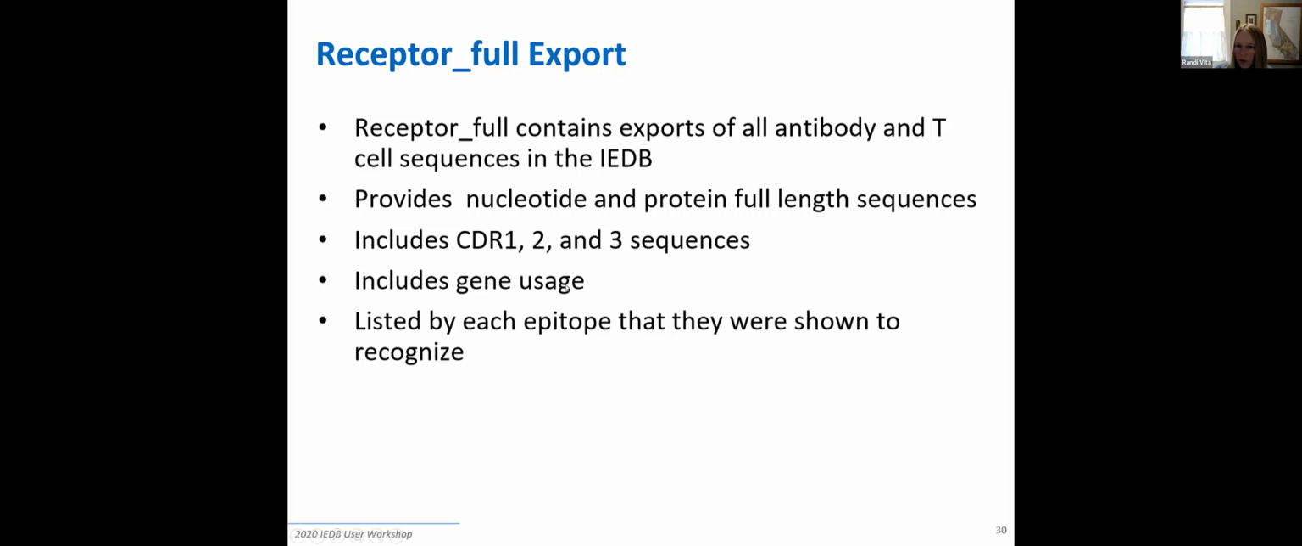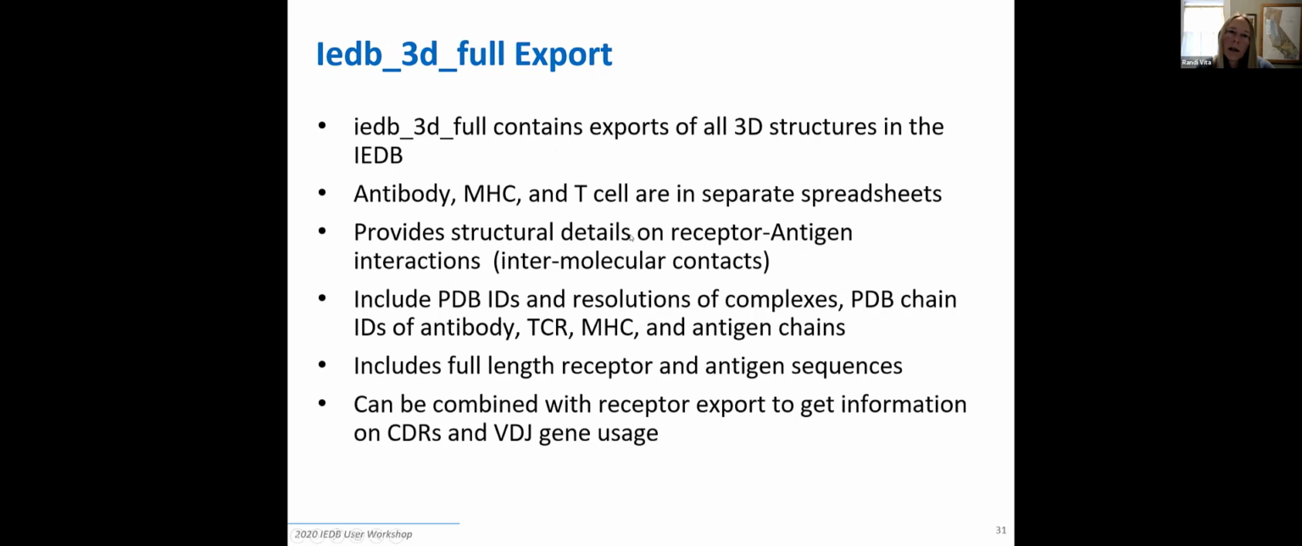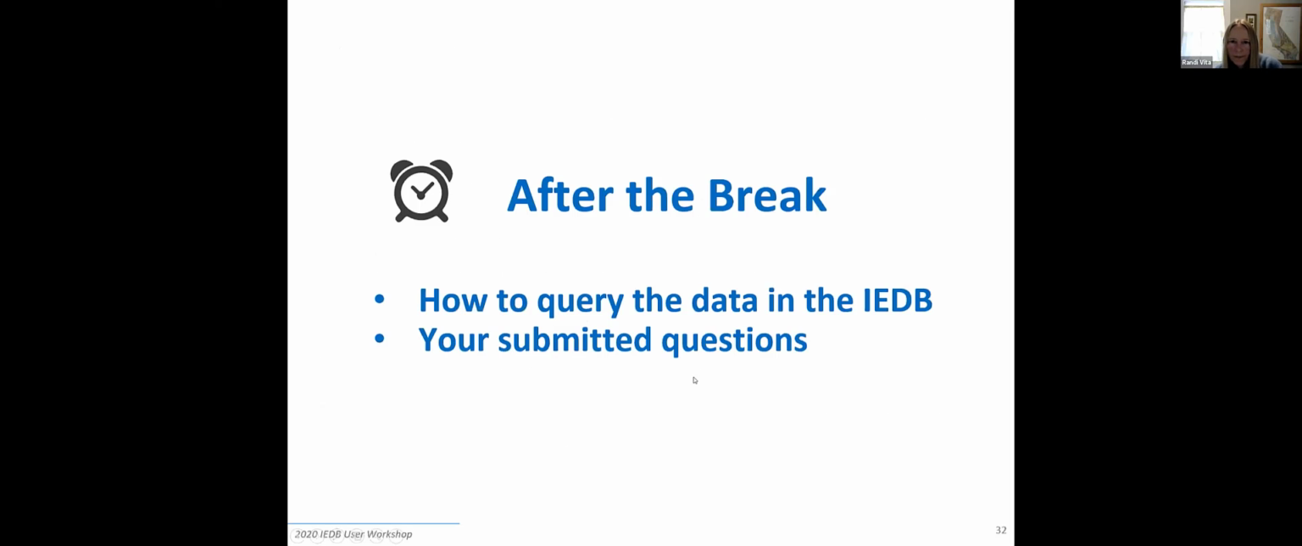We also do gene usage if it's provided, and in this export, you will get each epitope that each receptor was shown to recognize. Additionally, there's a 3D export that has all of the 3D structures in the IEDB, which is antibody, MHC, and T cell, on separate spreadsheets. This gives you a lot of detail about the PDB IDs, the contacts, the antibody chains, and you can combine this information with that receptor export for even more information.